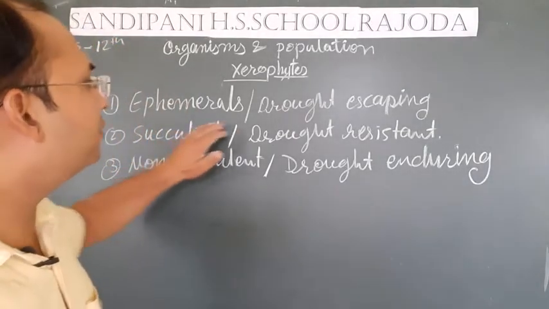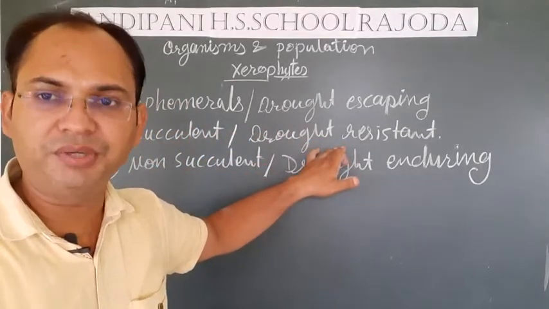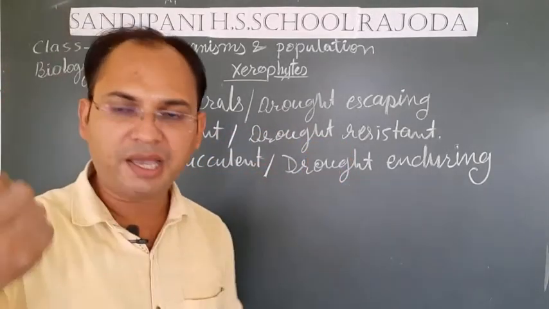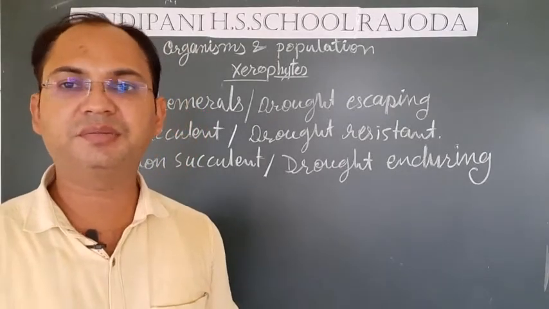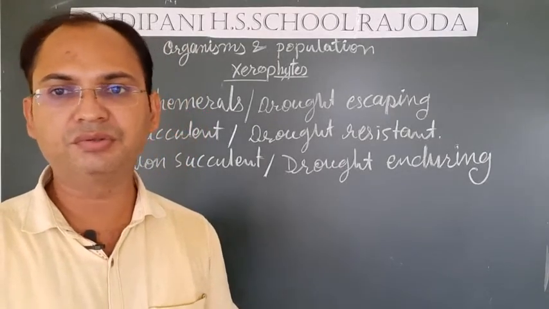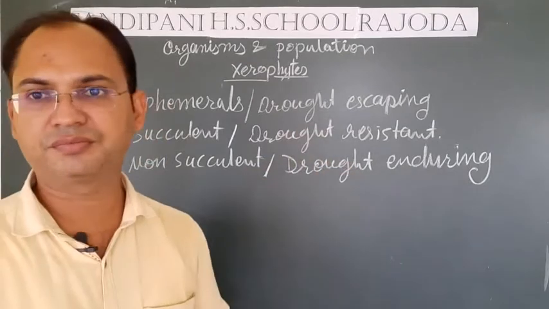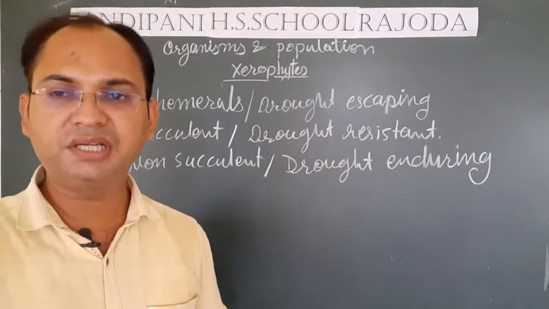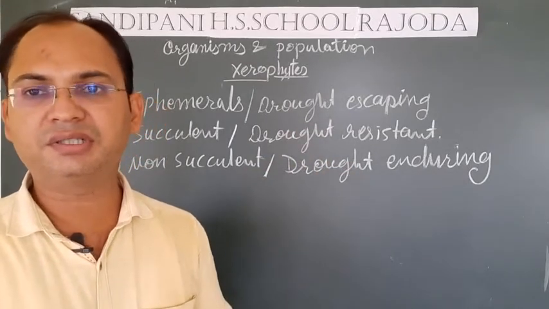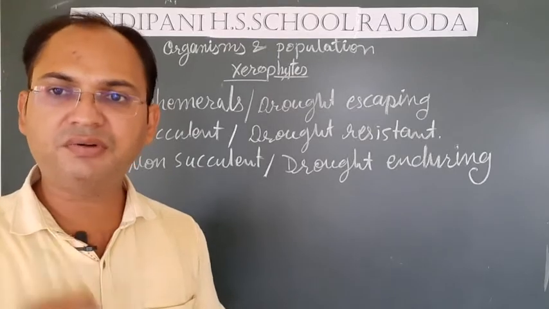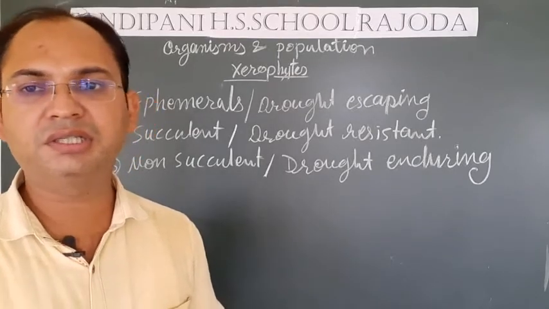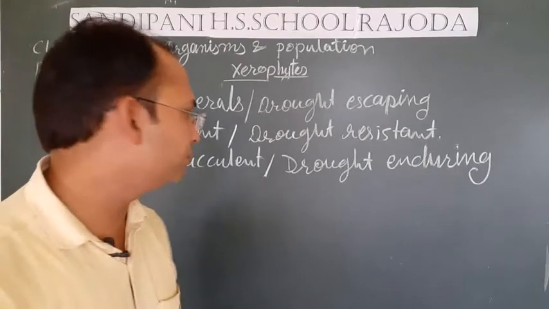So, these are drought resistant because they have the water storage capacity in their parenchymatous tissues. So, it resists the drought. If there is no availability of water, then they use the water that they stored in their parenchymatous tissues.